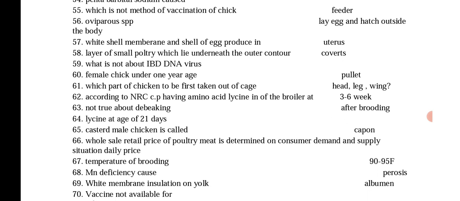A female chick under 1 year is called a pullet. Which part of the chicken is to be first taken out of the cage? Head, leg or wing? Which part of the chicken is to be first taken out of the cage?